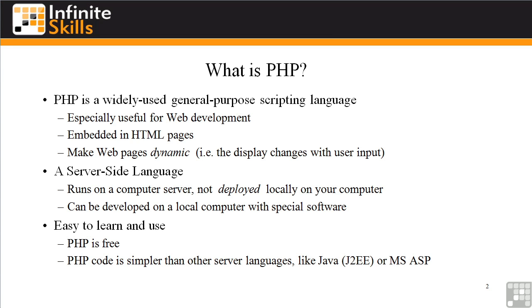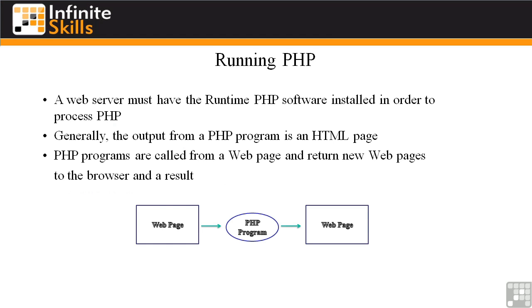Now you run PHP on a web server, and there's special software, a runtime PHP software, that has to be installed on that server, otherwise PHP will not be processed. PHP, as you're going to find out, is just code that can be inside of an HTML page, may or may not do something that we want to change. Now generally, the output from a PHP program itself is another HTML page, and you'll see how that works. PHP programs are called from one web page and return brand new web pages to the browser as a result.